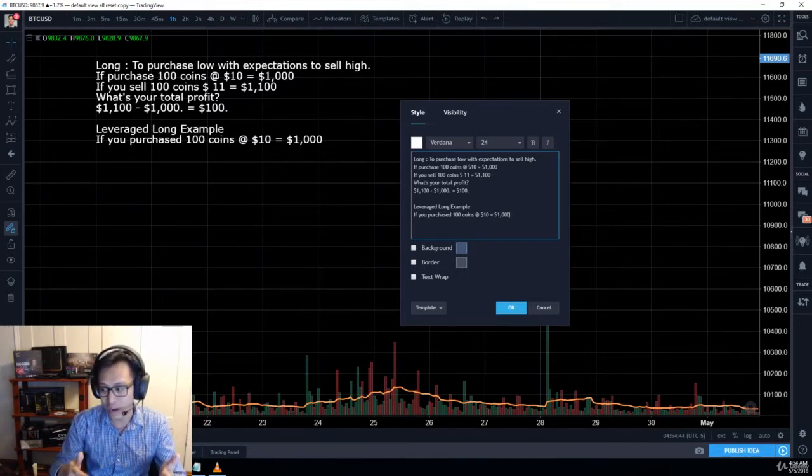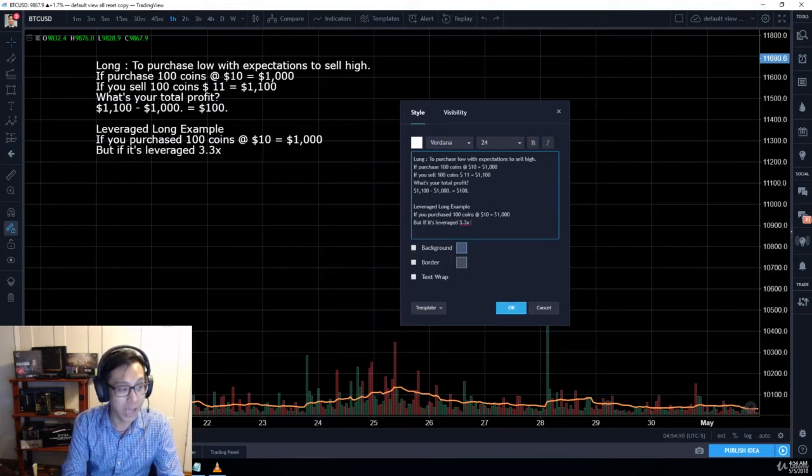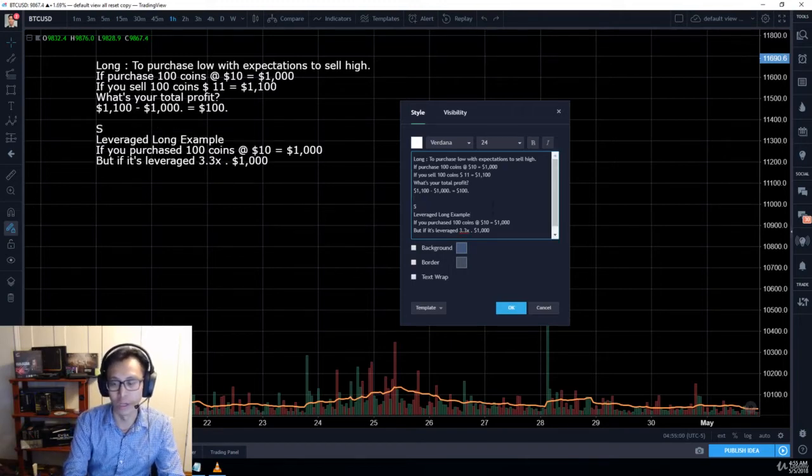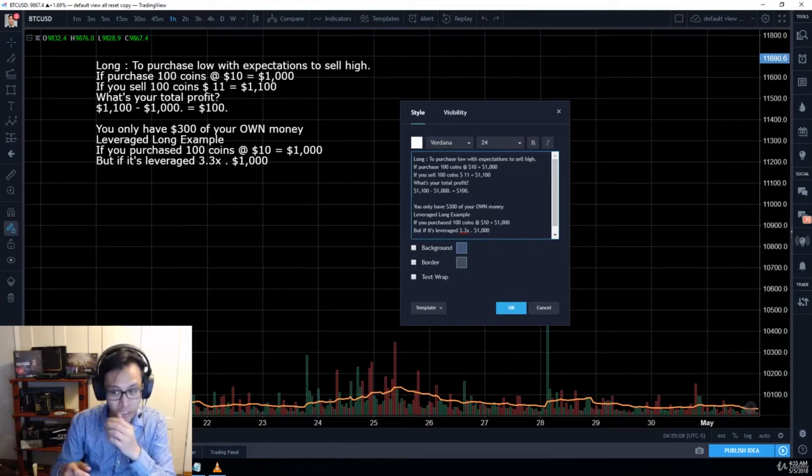But if it's leveraged 3.3x, so that's $1,000. Now let's say you only had $300. You only have $300 of your own money, but leveraging lets you play 3.3 times more, right? So make sure that's understood.